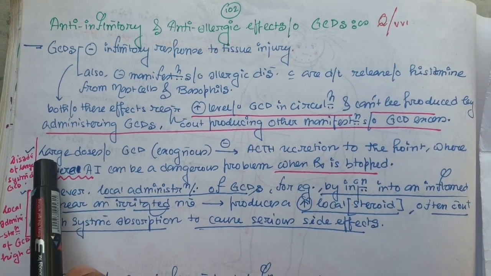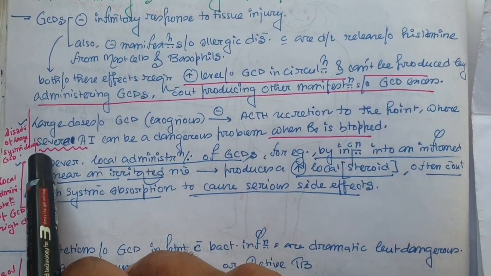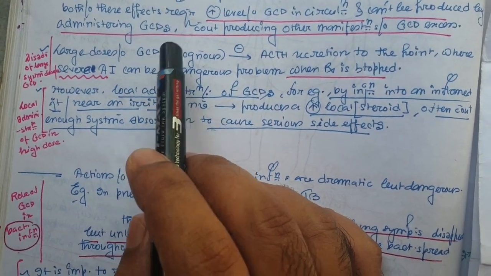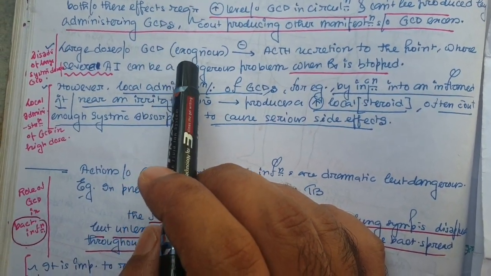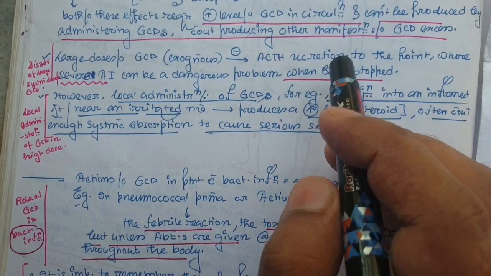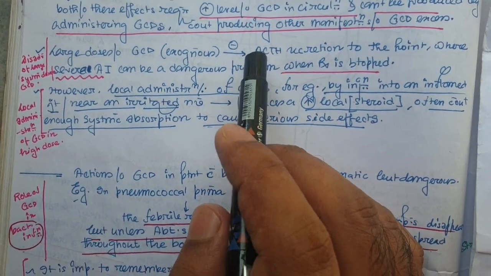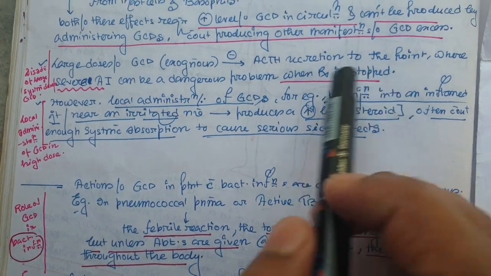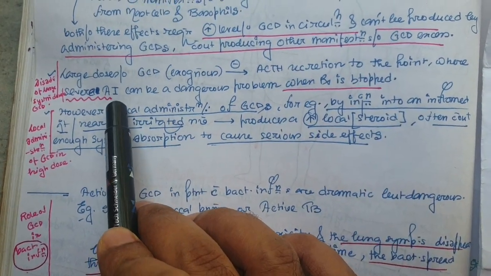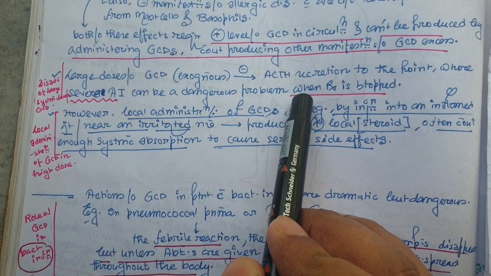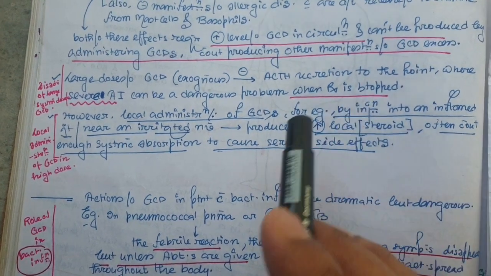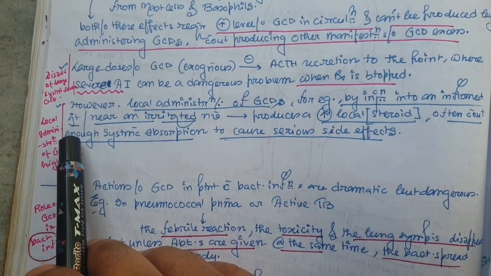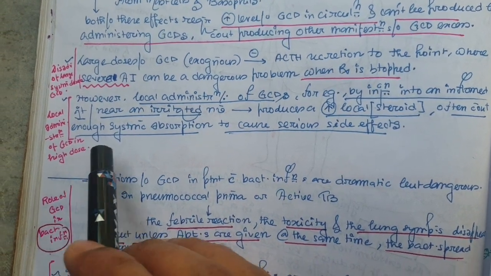So what are the disadvantages of this large systemic dose of glucocorticoids? Whenever we give these large doses of glucocorticoids to inhibit the actions of allergy or allergens, they inhibit ACTH secretion to the point where severe adrenal insufficiency can be a dangerous problem when the treatment is stopped. So what happens with local administration of glucocorticoids in high doses?